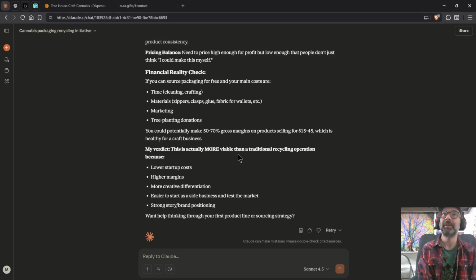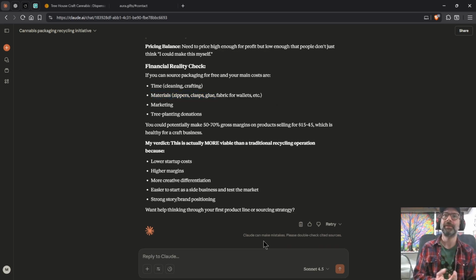Financial reality checks, time, cleaning, crafting, materials, marketing. I don't know what it's talking about here for materials. This is actually more viable than traditional recycling operations. You could potentially make 50 to 70. Okay, that's what I wanted to know. 50 to 70% gross margin is enough validation to be able to move forward on the business. Okay, so that's selling products for 15 to 45, it says here though. So they're going to have to be really nice.